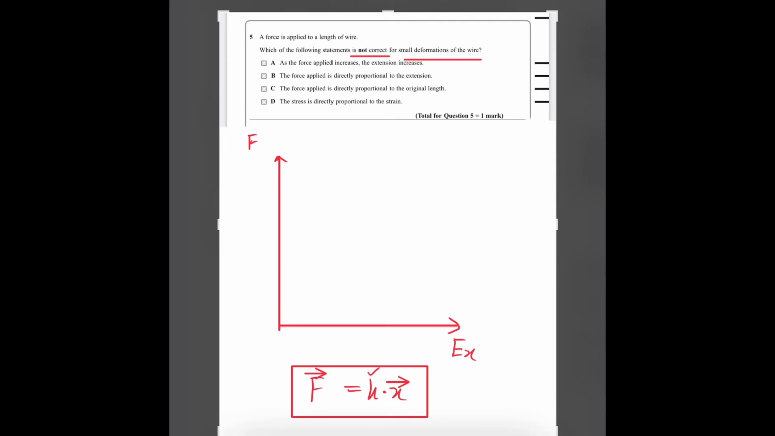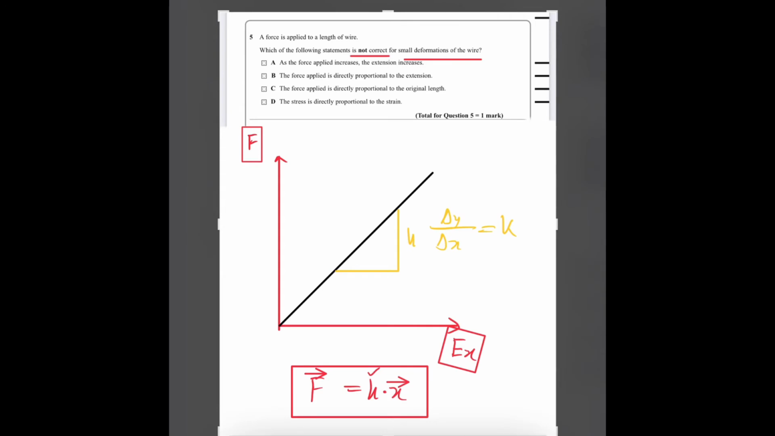So basically, if the force is proportional to the extension, when plotted on the graph with the extension on one axis and the force on the other, it should look like a straight line passing through the origin, right? A straight line passing through the origin where the gradient is equal to K. The gradient, the change in y by change in x, or force by extension, is equal to the constant K. So which of the following statements is not correct for small deformation of the wire?